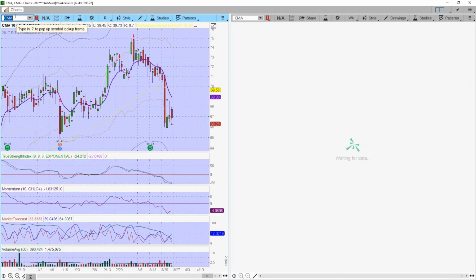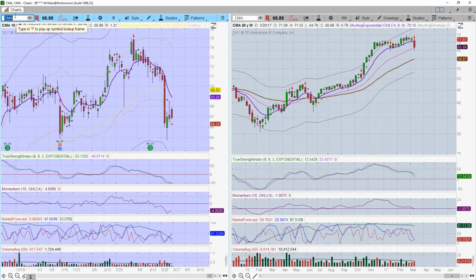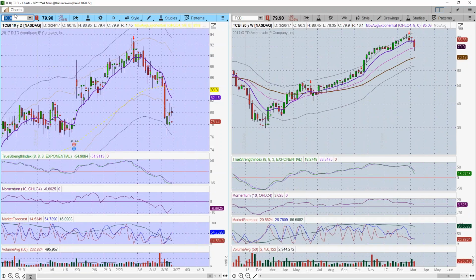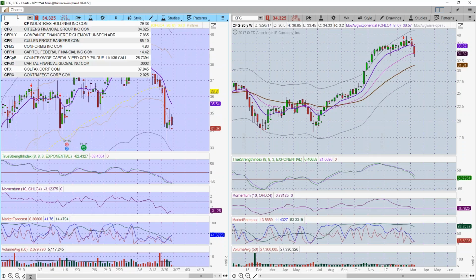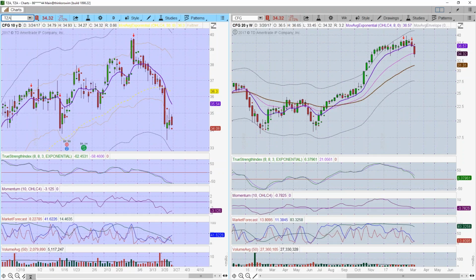CMA, no, because look at the real weak rebound. TCBI, no, real weak rebound. It fell like a turd from a tall cow. Splat, came back up, but a really, really weak reactive move. And lastly, CFG, weak move again. Huge down, little, and a really gradual going up. You could almost take those ones that had those falls and are coming back weakly and move those to a short list. TZA I'll be looking at next week.